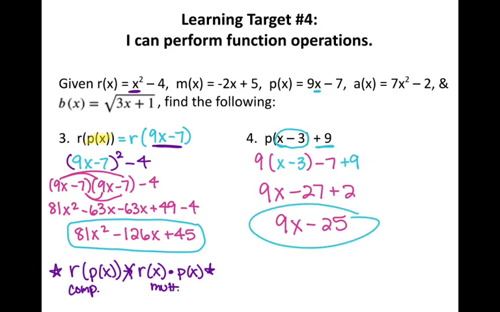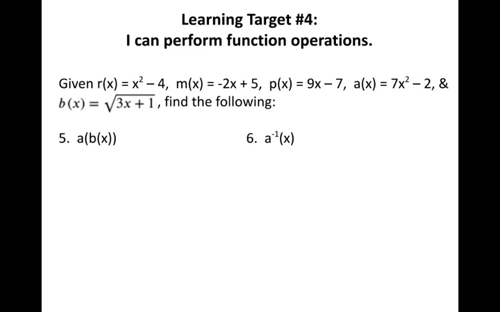All right, I think there's 2 more for this learning target. Number 5 is another composition. Again, I see I have a function in a function. So I can rewrite this as a of b of x, where b of x is the square root of 3x plus 1. I'm going to write my a function, which is 7x squared minus 2. So I'm going to do 7, but instead of x, I'm going to leave it as a blank. Blank squared, minus 2. And in that blank is going to be this expression, square root of 3x plus 1.